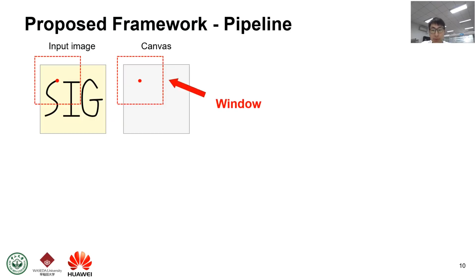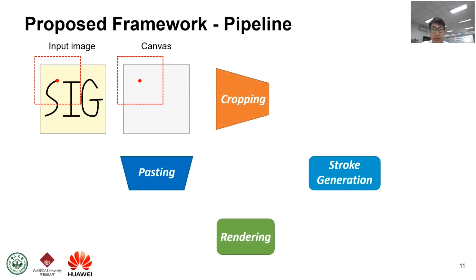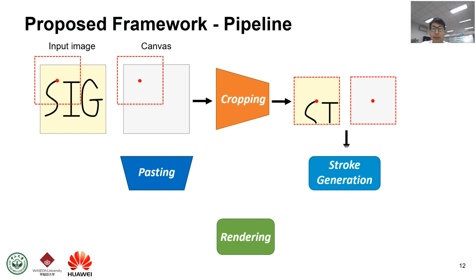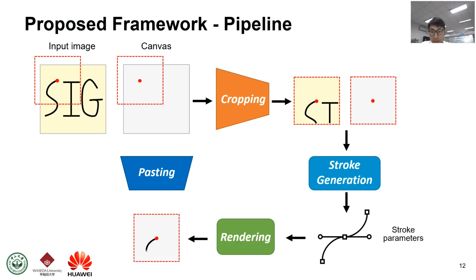Our framework models a virtual pen surrounded by a dynamic window and generates vector strokes by drawing with the virtual pen. The drawing process consists of four main phases. First, patches from the input image and canvas are cropped based on the window. Then, based on the patches, the stroke generator produces the vector parameters. Next, the stroke parameters are approximated into a stroke image through differentiable rendering. Finally, the stroke image is pasted to the last canvas based on the window.